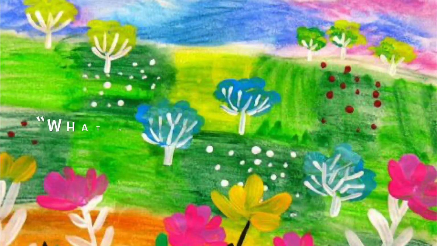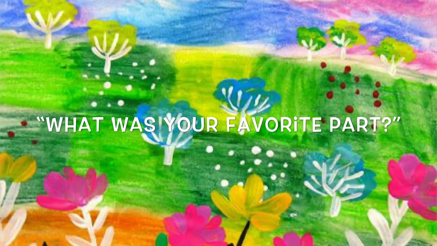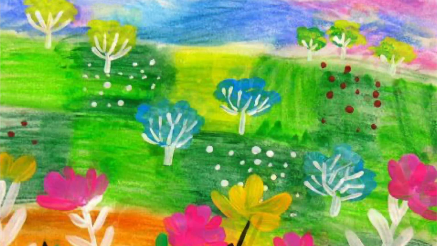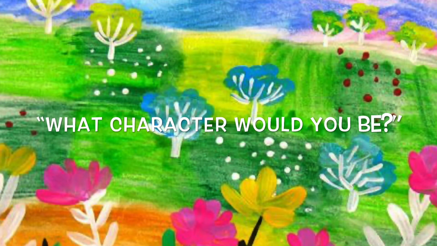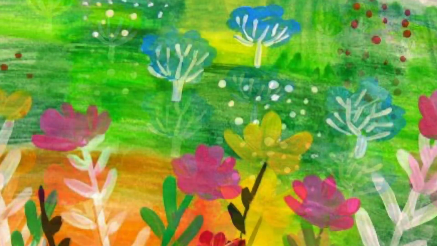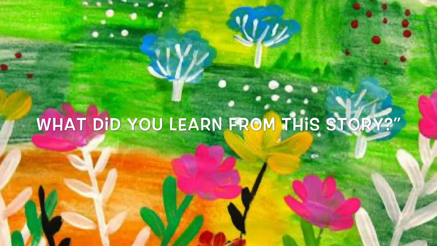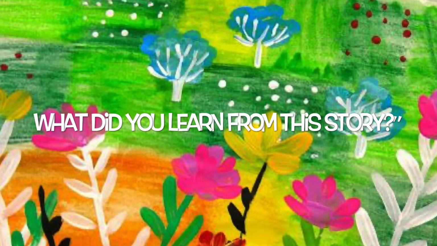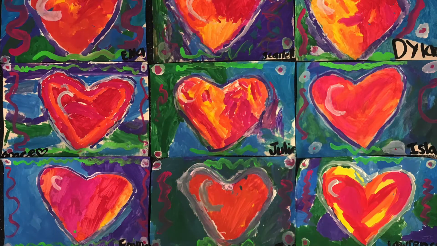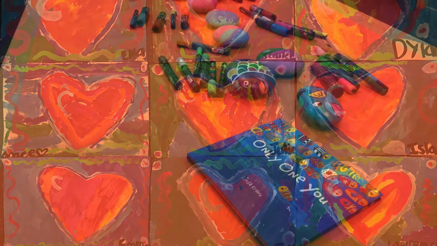Make sure you ask open-ended questions like, what was your favorite part of this story? Or, if you could be anyone in this story, which character would you be? Or, what did you even learn from this story? The more you implement these conversations in your classroom with either literature or artwork, the more conditioned kids become to think deeper about both literature and artwork.